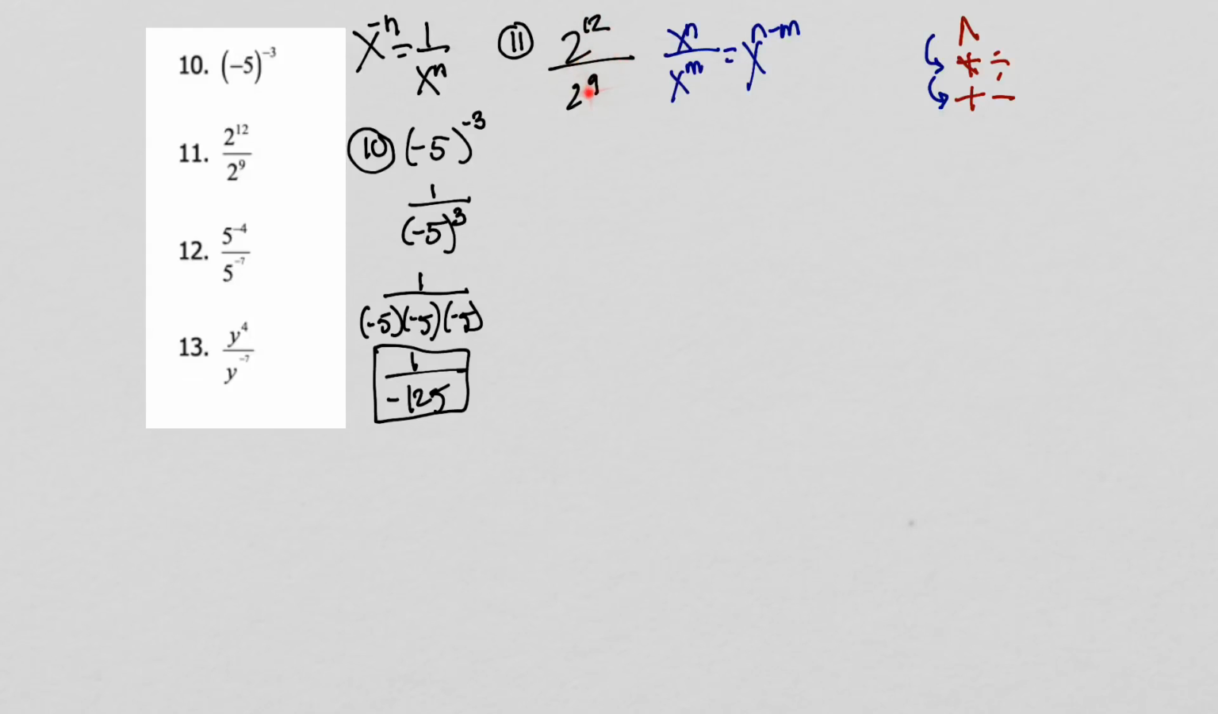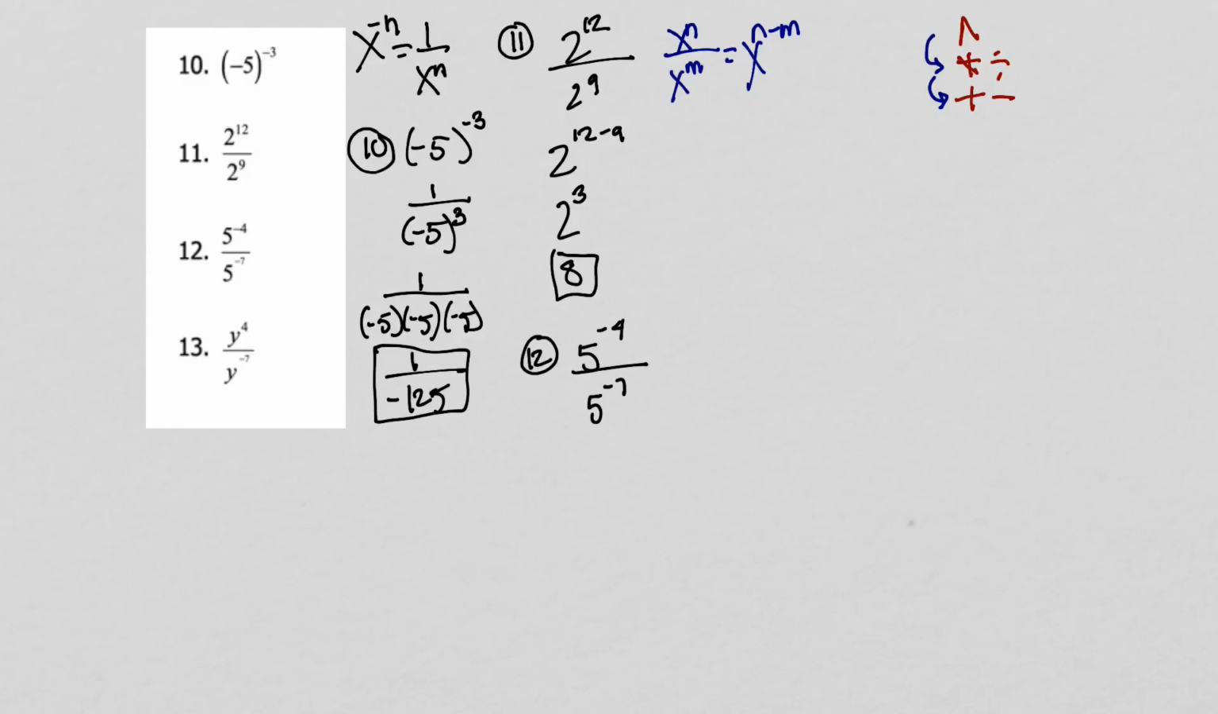So back over here, we've got two powers with the same base. I'm going to subtract the exponents, the top minus the bottom. So I end up now with 2 to the 12 minus 9. I get 2 to the third, and 2 to the third is 2 times 2 times 2. That's an 8.